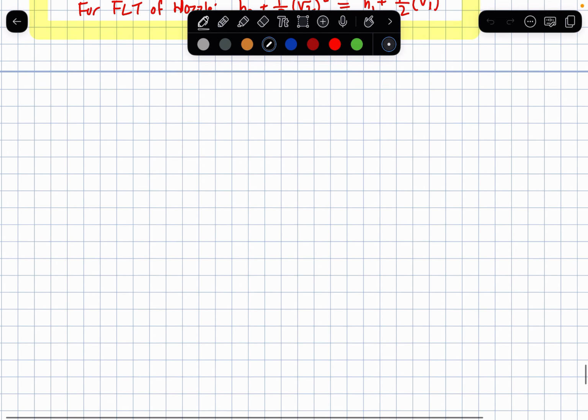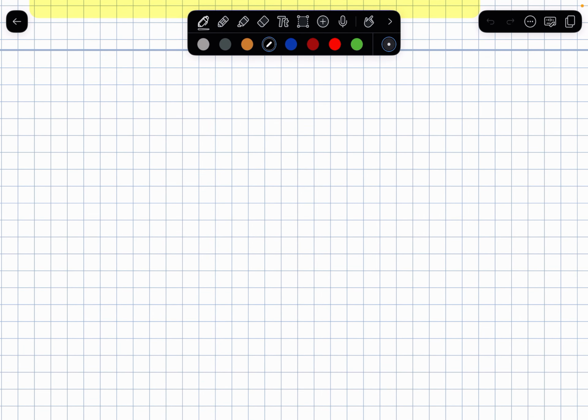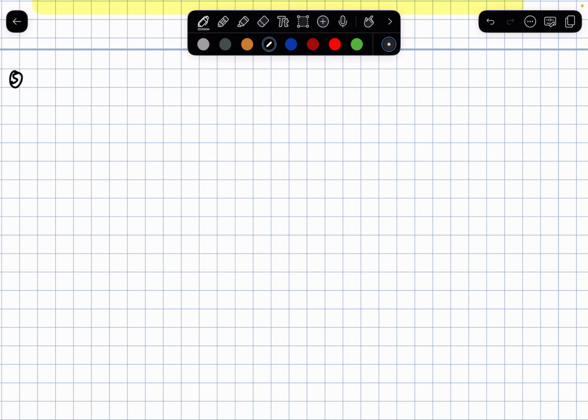Alright, let's resume our answering of problems on the applications of first and second law thermodynamics. So we have another problem. Helium is throttled, so we're gonna have a throttler. How do we draw a throttler?